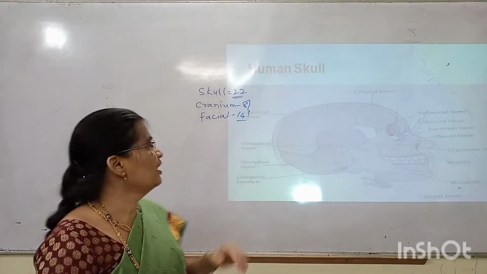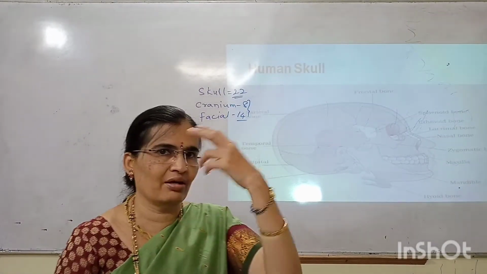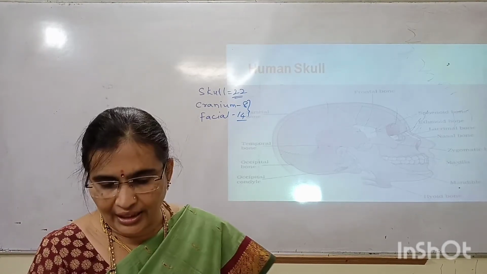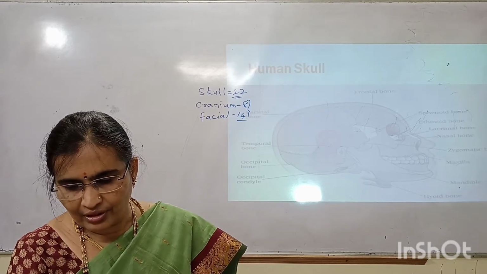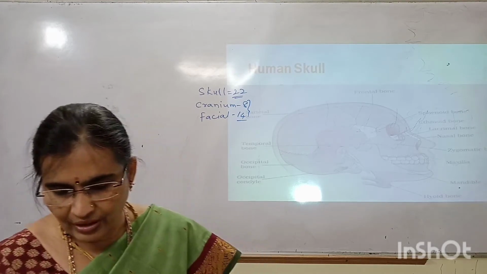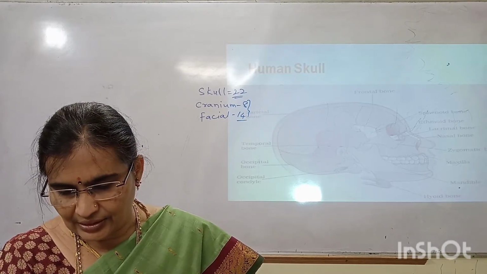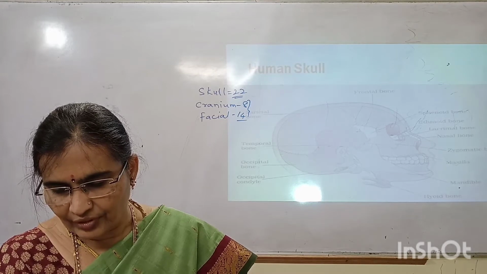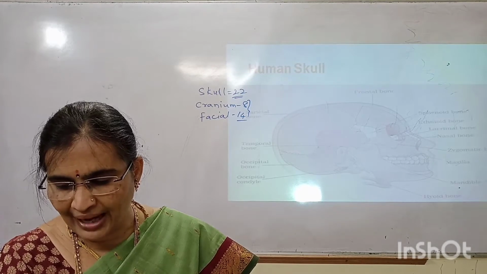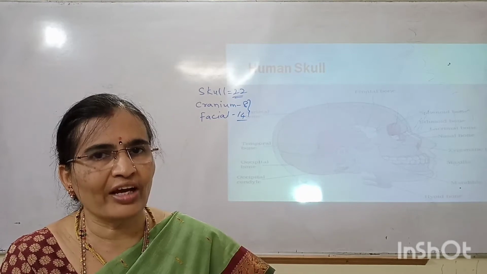Now let us see the facial bones. They form the face and are present in the face region, 14 in number. Which are they? Maxilla, palatine, nasal, zygomatic, concha, lacrimal, mandible and vomer. These are the bones of the face.